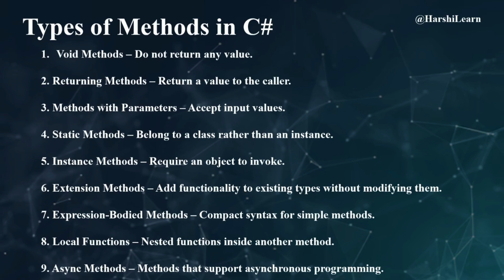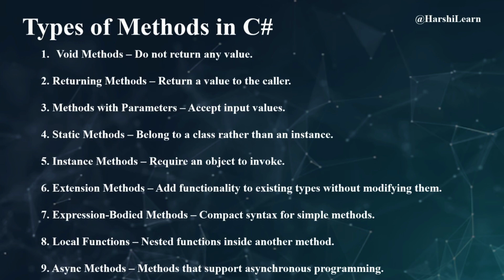Okay, and the next type is returning methods. Unlike void methods, these give back a result. Whether it's a number, a string or an object, the method returns something useful. Next we have methods with parameters. Sometimes methods need an input to work. These parameters allow us to pass values, making them more dynamic and reusable.